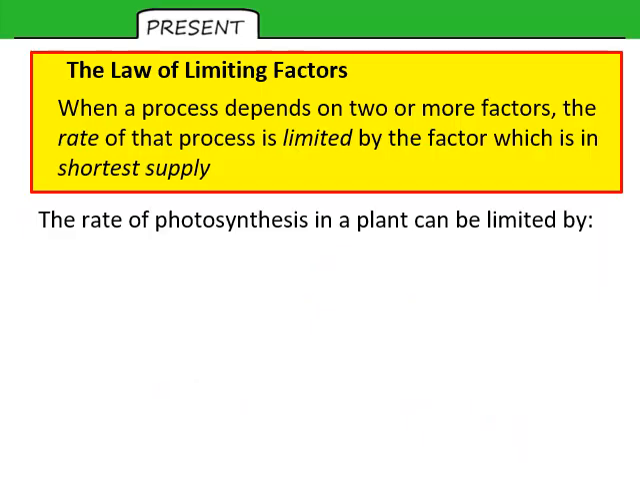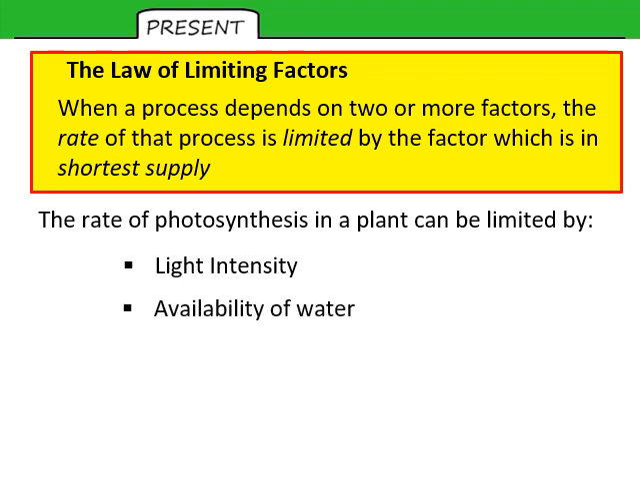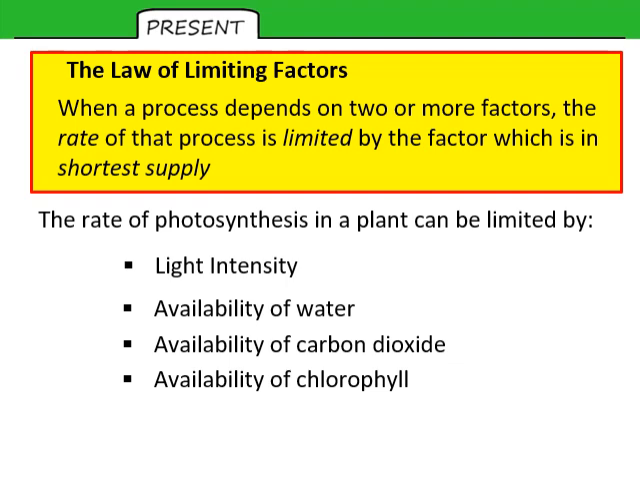So from our work so far on photosynthesis, we should understand that the rate of photosynthesis in a plant can be limited by light intensity, availability of water, availability of carbon dioxide, the availability of chlorophyll, and also temperature. Now the top four in that list are really important because they help form our word equation for the photosynthesis reaction. So if we're lacking any of those factors, photosynthesis will either occur at a low rate or it won't occur at all.